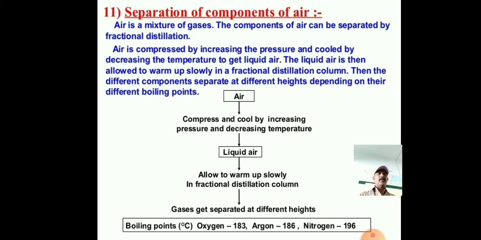So, here are given the boiling points in degrees Celsius. Oxygen is showing minus 183 degrees Celsius, argon is showing minus 186 degrees Celsius, and nitrogen is minus 196 degrees Celsius. So, this is another best method for separating the components of air, by the fractional distillation method. So, you are understanding very easily.